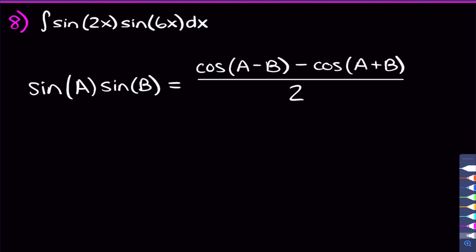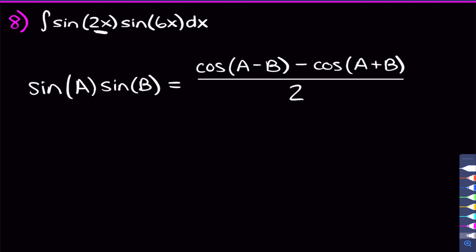The other two cases have their own two trig identities, and those examples I go over in the extended video. But as far as the trig identity for this problem, we have sine of a times sine of b equals cosine of a minus b minus cosine of a plus b all over 2. And okay, so what are a and b going to be here?